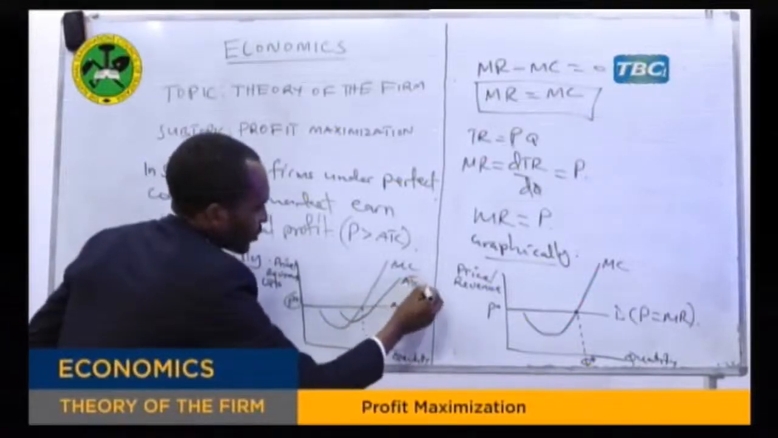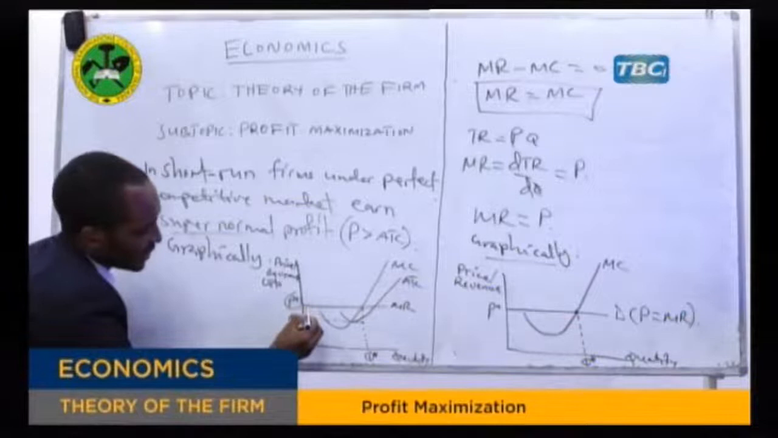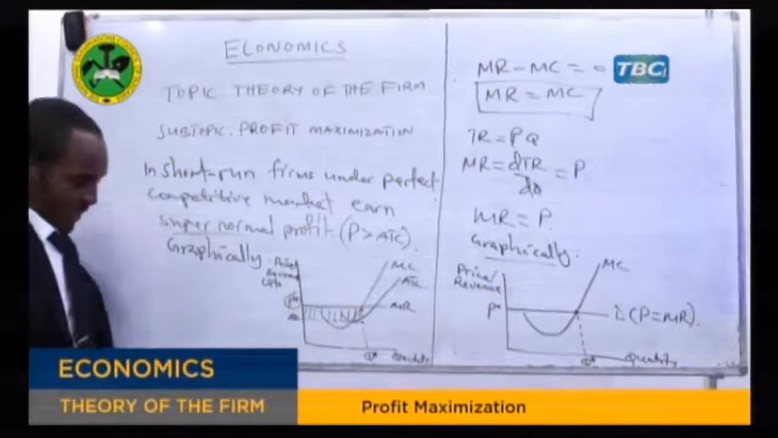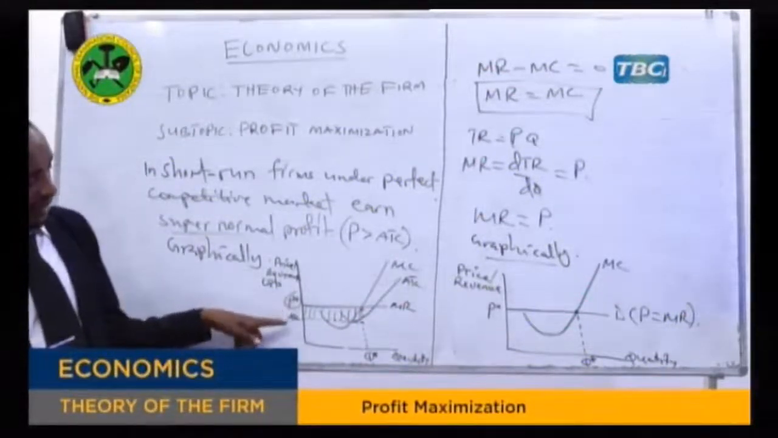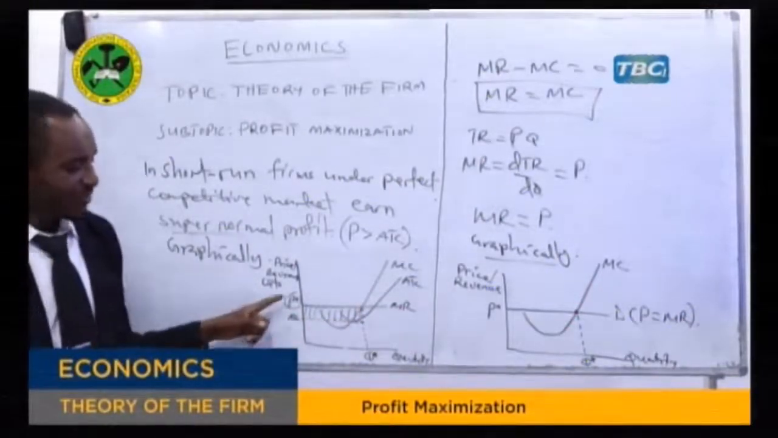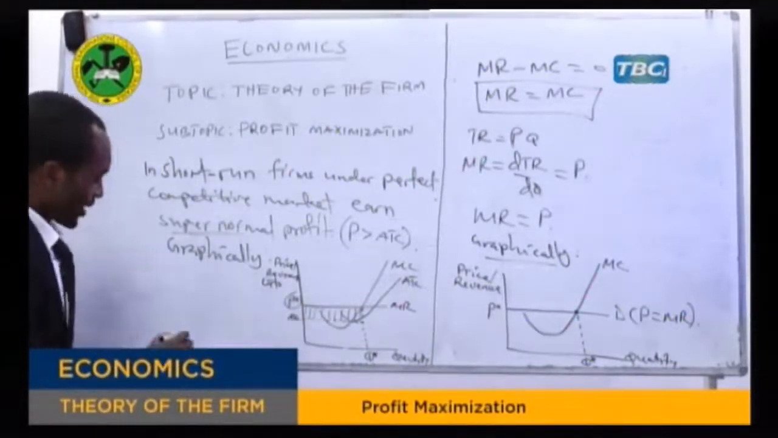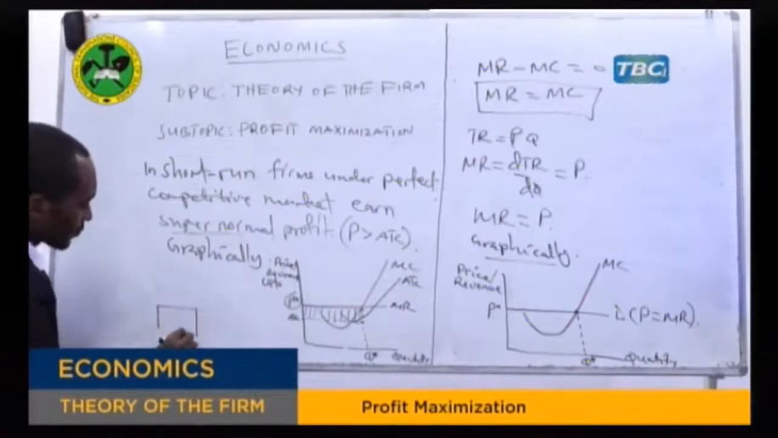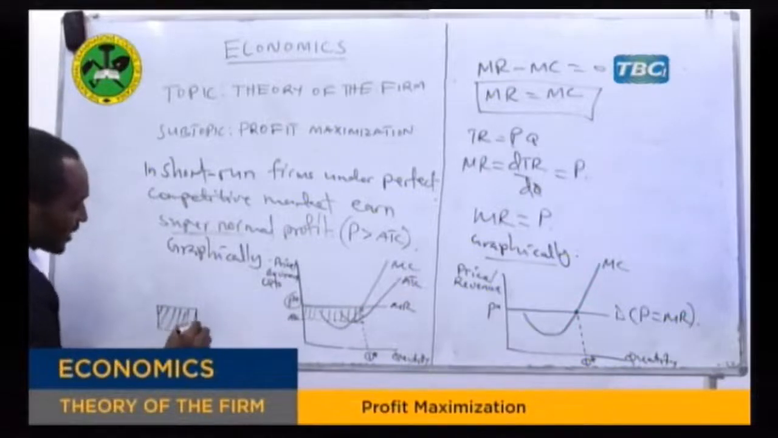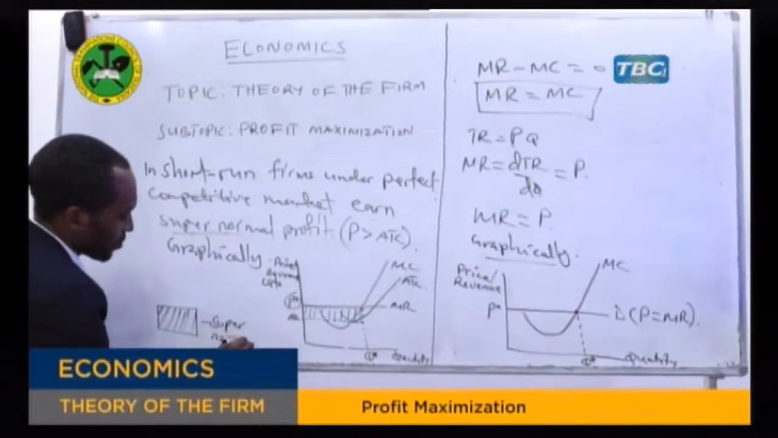So this will be the average total cost. So let's say this shaded area, when the price is greater and the cost is below, this area we call a profit. Since the price is greater than the average total cost, this area is the supernormal profit. So the shaded area is supernormal profit.